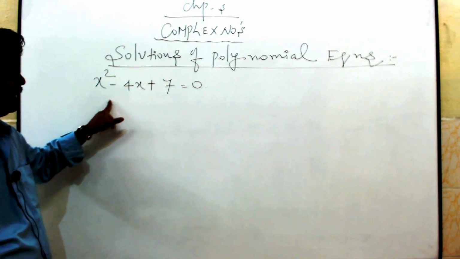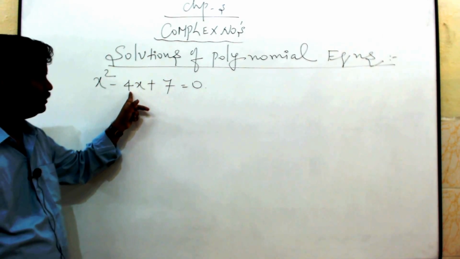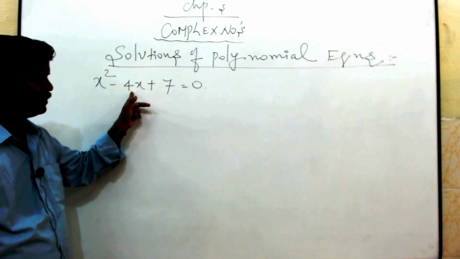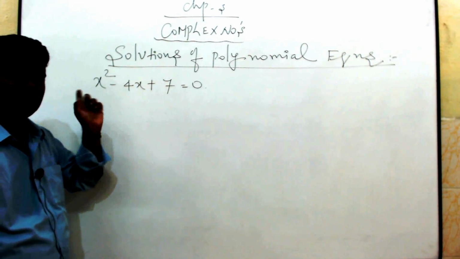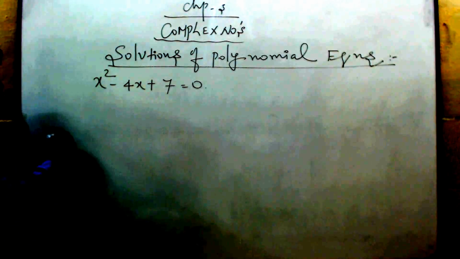First, think whether we can factorize this. What do we do for factorization? You have to split the middle term, right? Adding should give -4, multiplying should give 7. Are there any such factors? There are no factors. So what should we do?